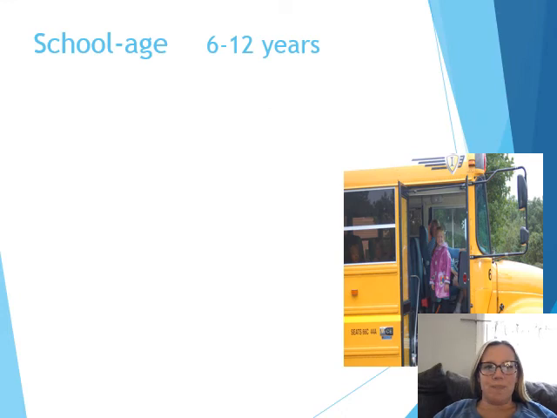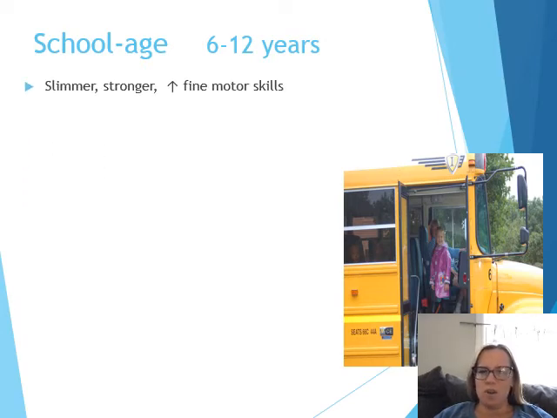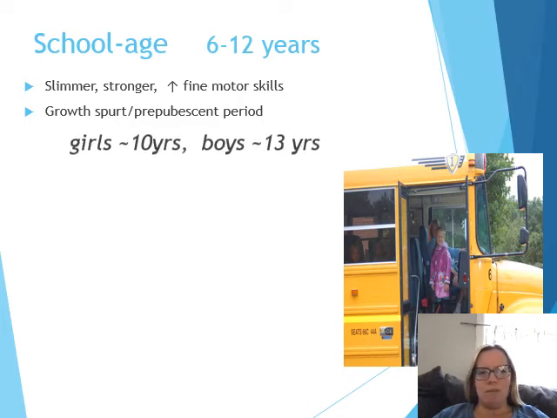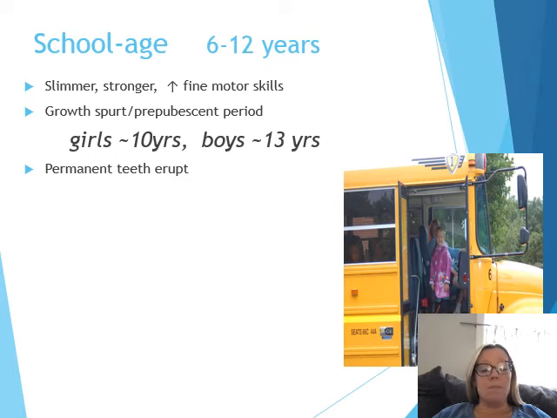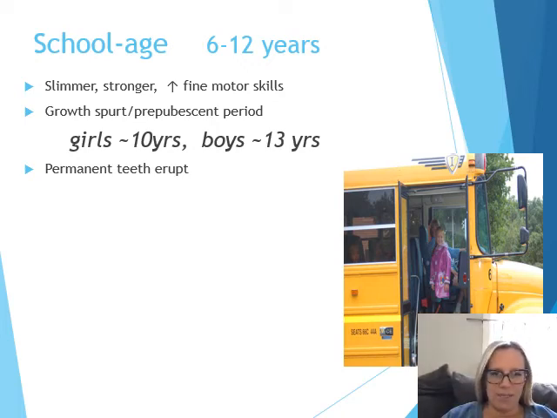All right. School age years, 6 to 12 years. How their body changes: they become slimmer and stronger, and they have an increase in their fine motor skills. They have a growth spurt during that prepubescent period. Girls is around 10 years and boys is around 13 years. Their permanent teeth erupt. The first permanent teeth to erupt is their 6-year molars. And then their permanent teeth erupt in the same sequence as their primary teeth. So primarily, the bottoms and then the tops.